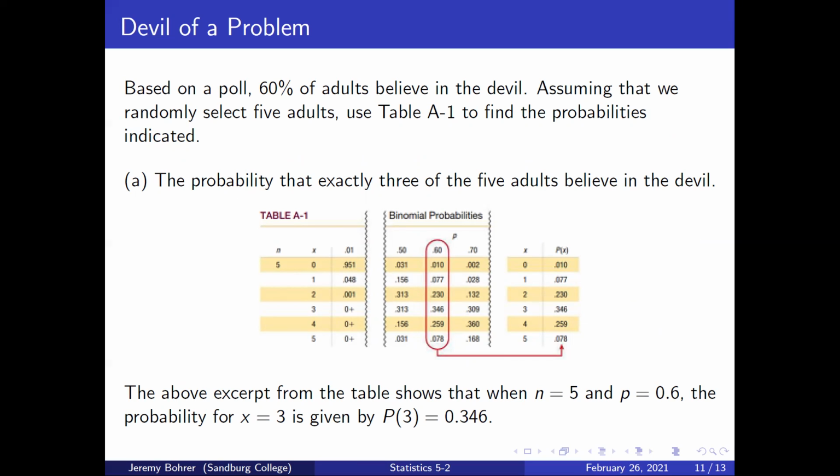The probability that exactly 3 of the 5 adults believe in the devil: we look at our table. The above excerpt from the table shows that when n equals 5 and p equals 0.6, the probability for x equals 3 is given by P(3) equals 0.346.